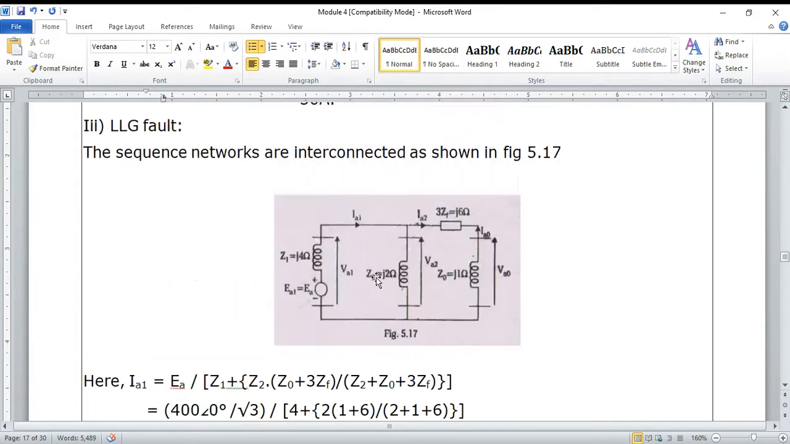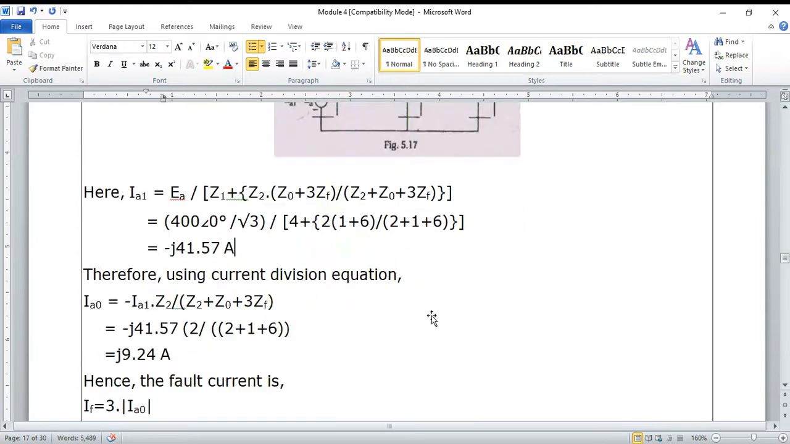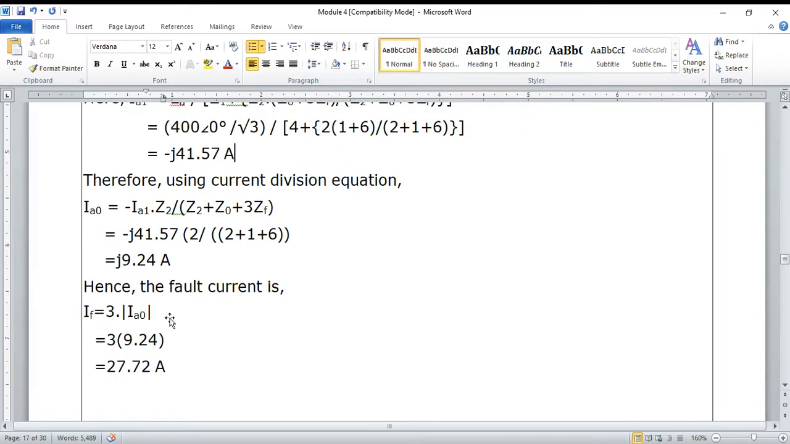Now we require only IA0. It is not necessary to calculate IA2 here. IA0 is equal to the total current multiplied by the opposite branch impedance, that is Z2, divided by Z2 plus Z0 plus 3 times ZF. Substitute, you will get 9.24 amps. Now the fault current is 3 times IA0. Take the magnitude, it becomes 27.72 amps. Hence we calculated the fault current for different types of fault with fault impedance: single line to ground fault, line to line fault, and double line to ground fault.